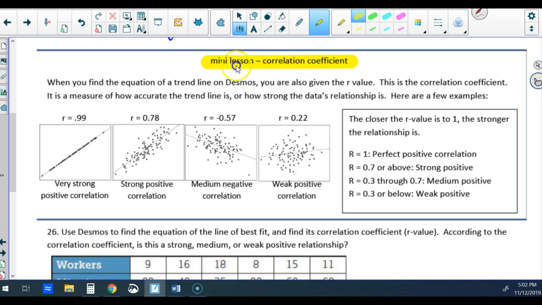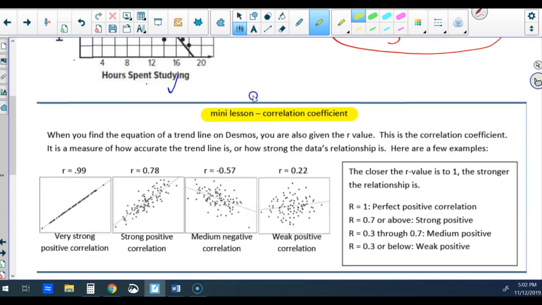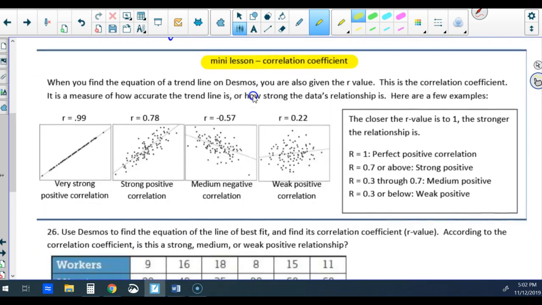The correlation coefficient. When you find the equation of a trend line on Desmos, which we're about to do right here twice, it gives you the m and the b to write the equation. It also gives you the r value. The r value is the correlation coefficient. It measures how accurate the trend line is, or how strong the data's relationship is. So, a couple examples.